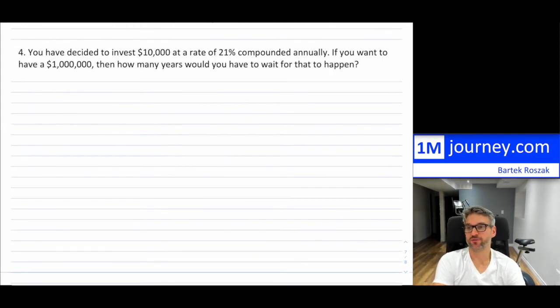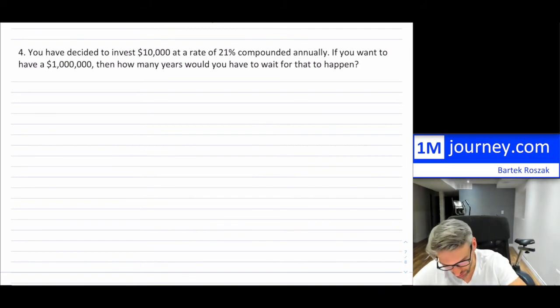Okay, so question 4 says you have decided to invest $10,000 at a rate of 21% compounded annually. So basically this is an exponential growth type of example. You've seen this before if you've studied exponential functions. You can look them up in my list for grade 11. If you want to have $1 million, then how many years would you have to wait for that to happen?